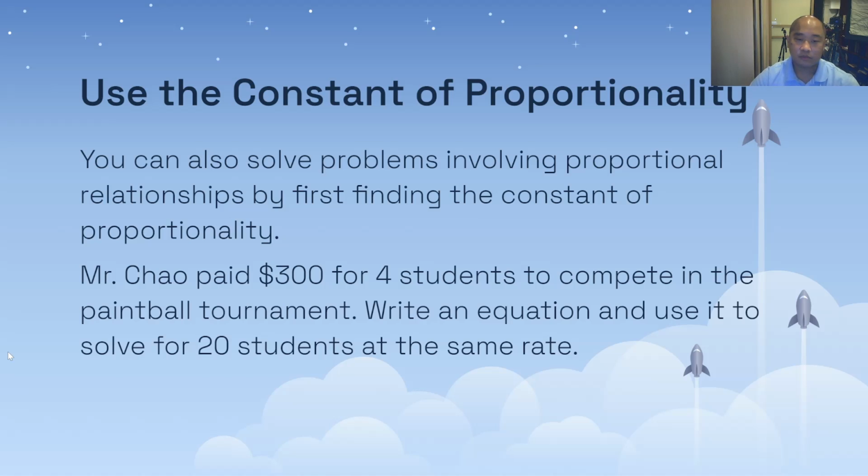Using the constant of proportionality, you can also solve problems using the proportional relationship by first finding the constant of proportionality. We already did something similar to this a couple of lessons ago, but let's do it again with some word problems. Mr. Chow paid $300 for 4 students to compete in a paintball tournament. Write an equation and use it to solve for 20 students at the same rate.